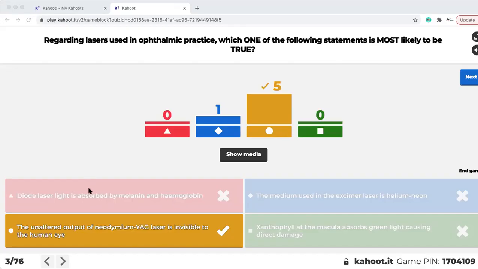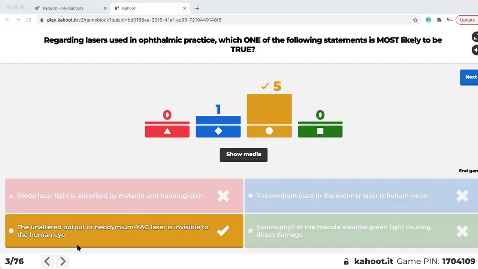This is not true, as the diode laser is absorbed only by the melanin. And the medium used in excimer laser is helium neon. No, this is not correct, as the medium used for excimer laser is argon fluorine. The unaltered output of the ND-YAG laser is invisible to the human eye. Yes, this is correct. And finally, the xanthophyll at the macula absorbs the green light, causing direct damage. You know, the xanthophyll pigments present at the macula strongly absorb the blue light. That's what makes the green light more safe.